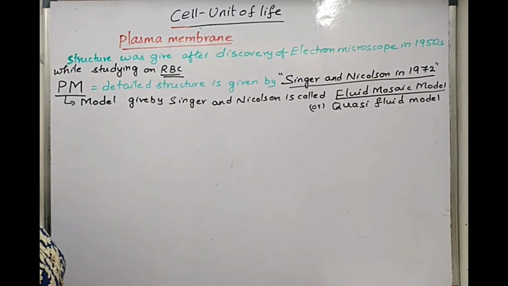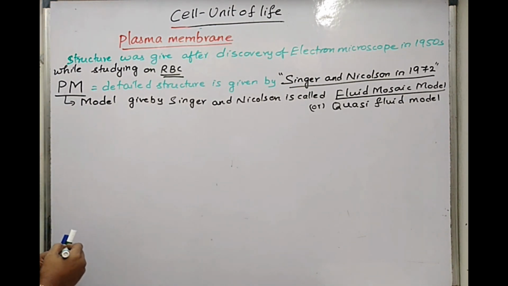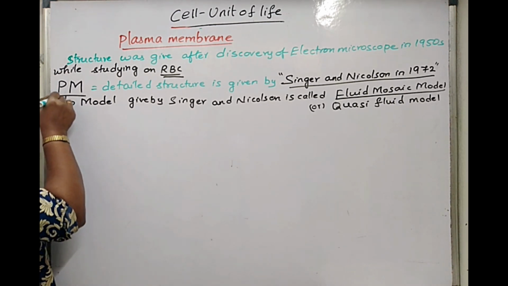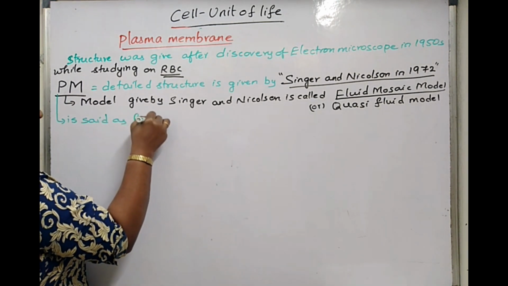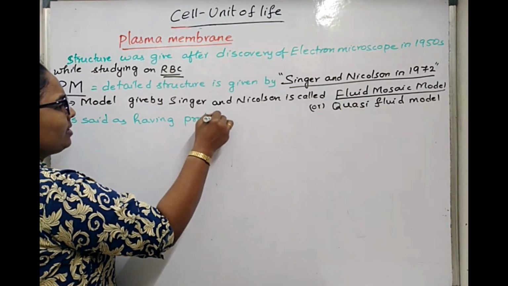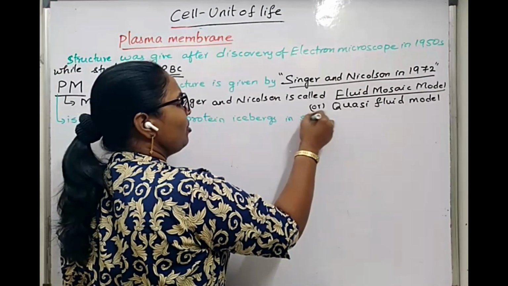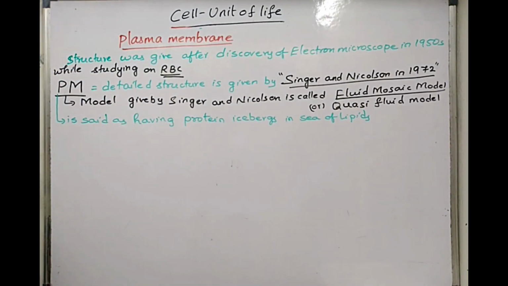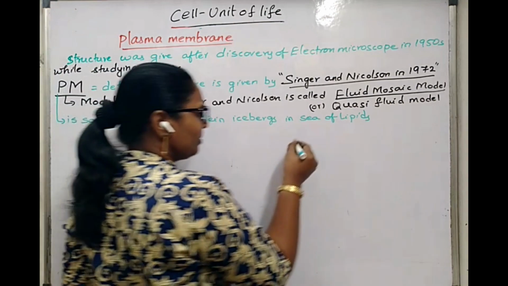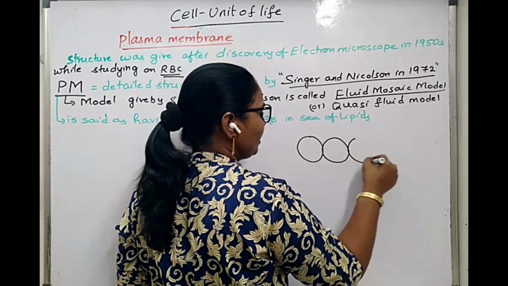Quasi-fluid model, the term is given based on the arrangement of lipids. Now, plasma membrane is said to be having proteins as icebergs in sea of lipids. Now coming to the structure. Plasma membrane is also called as biphospholipid layer. You will see why the term is given so.